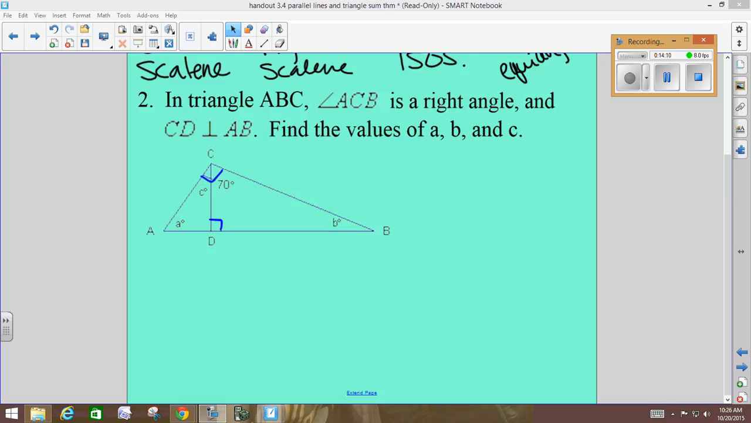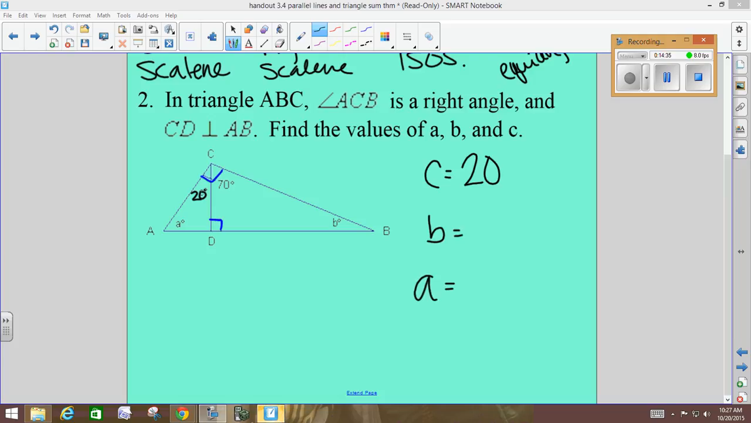How'd you get 20? Good. You're using your angle addition postulate. These 2 angles, C and 70, have to add up to 90. So 90 take away 70 gives me 20 there. Good. Anyone else got B or A they want to volunteer?